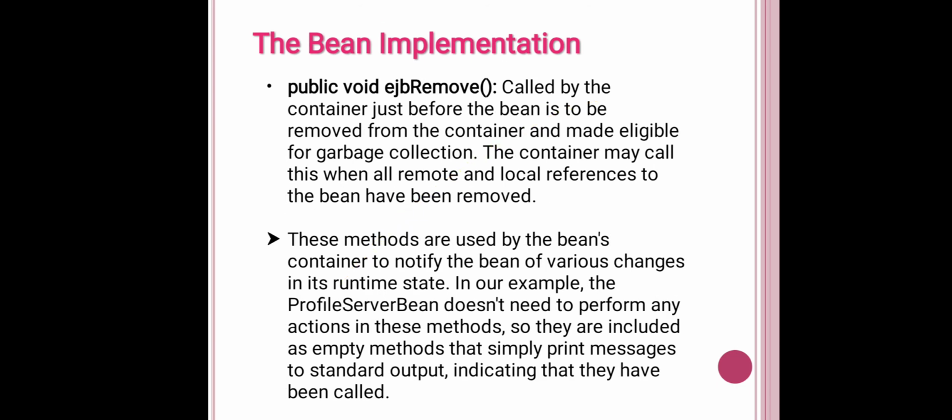And the final method is public void ejbRemove method. This method, called by the container just before the bean is to be removed from the container and made eligible for garbage collection. The container may call this when all remote and local references to the bean have been removed. These methods are used by the bean's container to notify the bean of various changes in its runtime state. In our example, the profile server bean doesn't need to perform any actions in these methods, so they are included as empty methods that simply print messages to standard output indicating that they have been called.